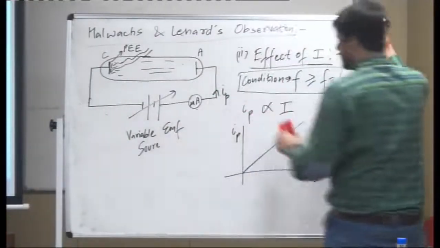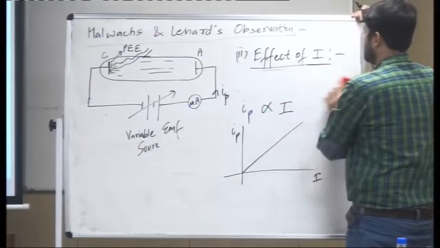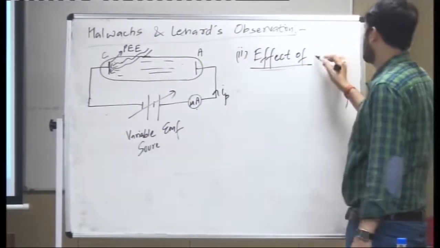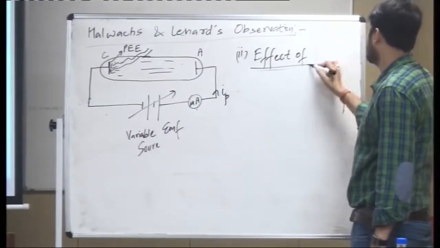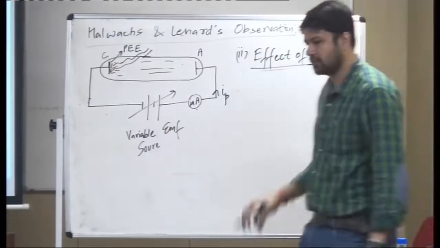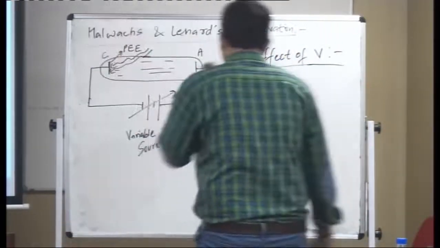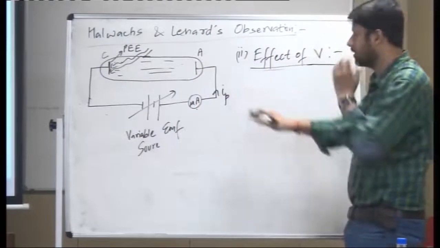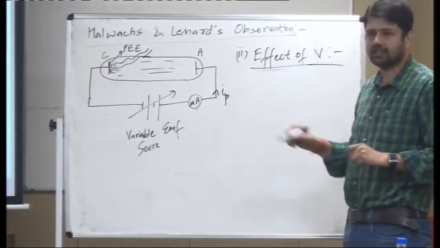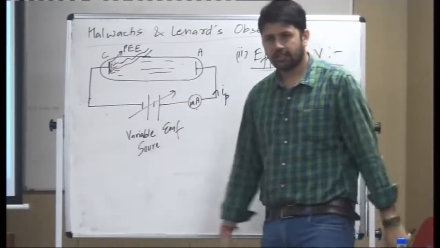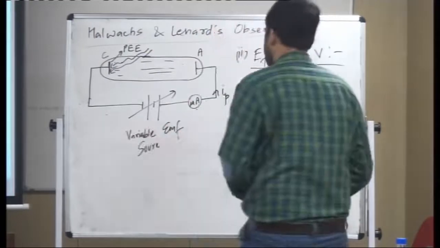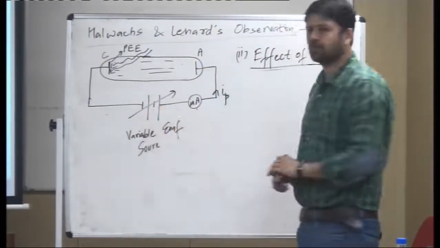Okay, shall I erase this? Effect of potential or voltage. What they observed: let us assume initially the potential was 0. Initially the potential difference was 0, voltage was 0, which means the EMF source was switched off.